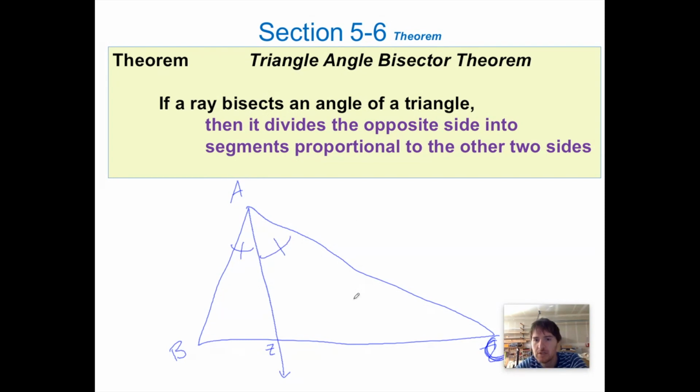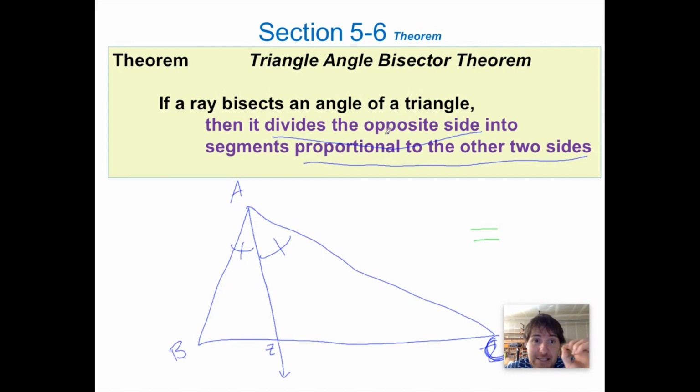And just so we can visualize this, ray AZ divides, okay, what does it say here? It divides the opposite side into segments proportional to the other two sides here. Proportional to the two sides here. So let me change colors one more time. And we can talk about how we can literally come up with an equation here, right? A proportion that describes what our theorem is telling us right now. We'll prove this one in a second too. We're not just going to accept this one because the theorem will prove it.